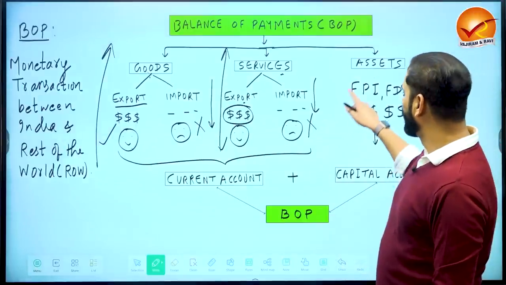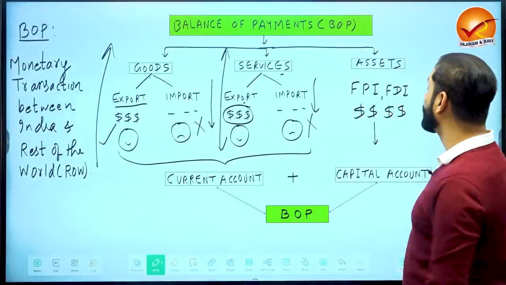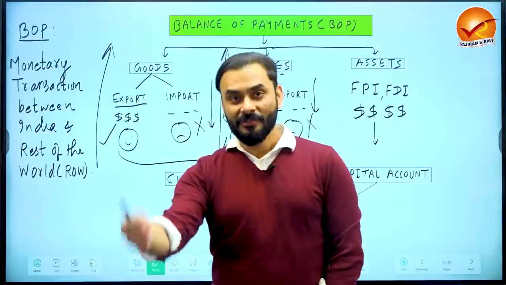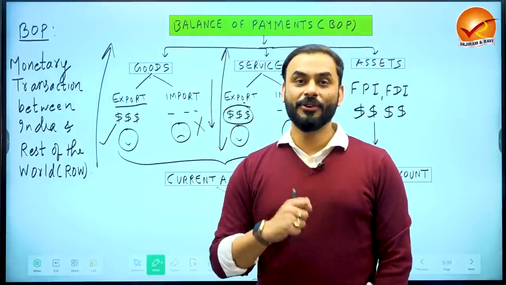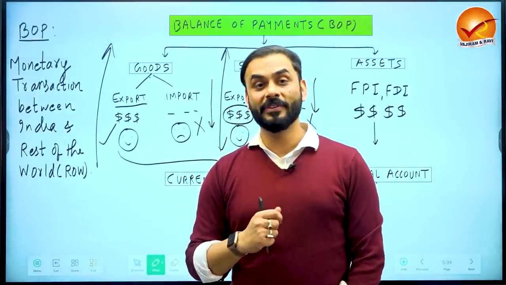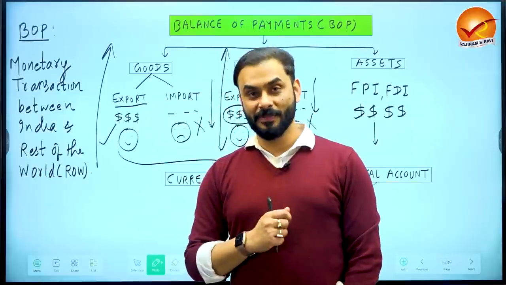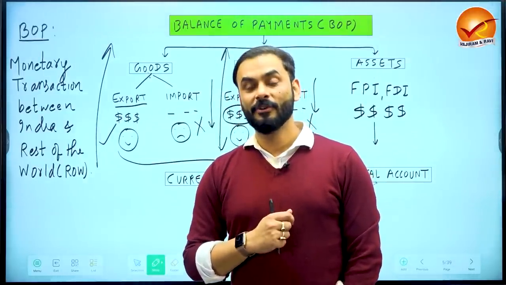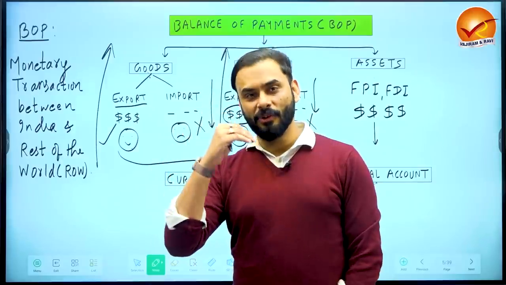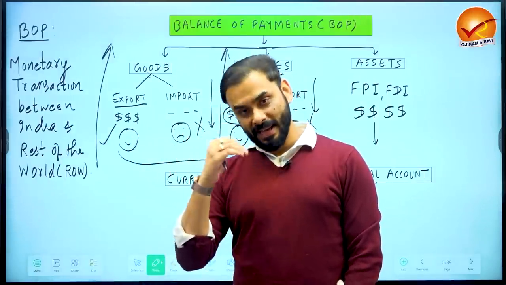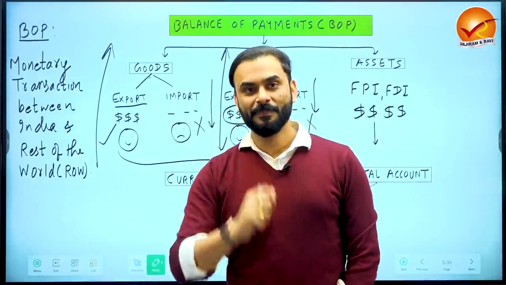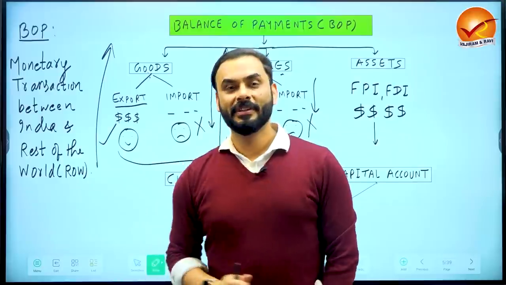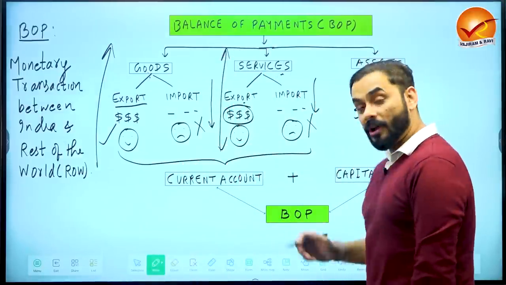Now, let's come to this third part. This is called as asset. So for example, guys, have you heard that other countries invest money in India? Yes, you would have heard things like foreign portfolio investment, foreign direct investment, all these things, right? So foreign portfolio investment is also called as hot money, which means somebody in US or somebody in any other country of the world, they invest in India for short term, right? Their only intention is to invest in India, make profit and return. That is called as foreign portfolio investment.